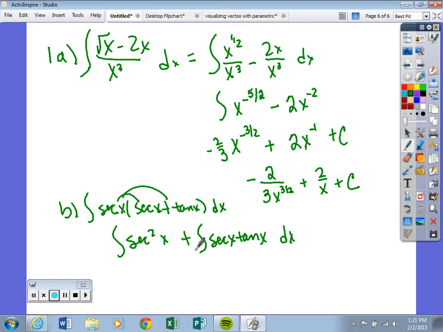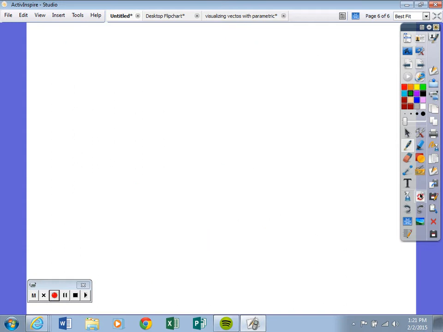And why is this good? Well, because we're supposed to have these memorized. The integral of secant squared is tangent. The integral of secant tangent is secant. And that's it. You're done. Okay? Next. Alright, next are a bunch of approximations.